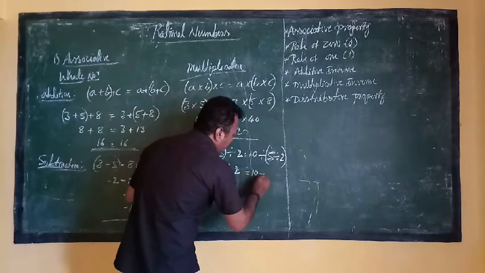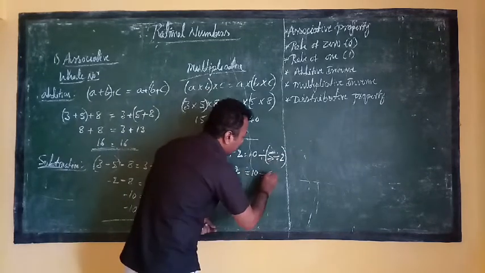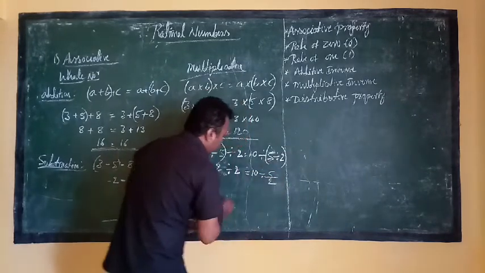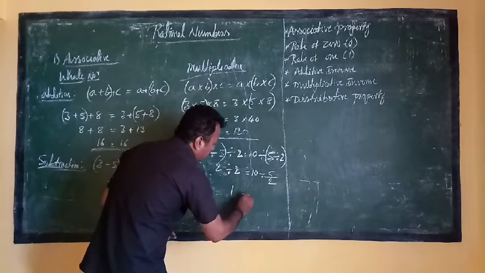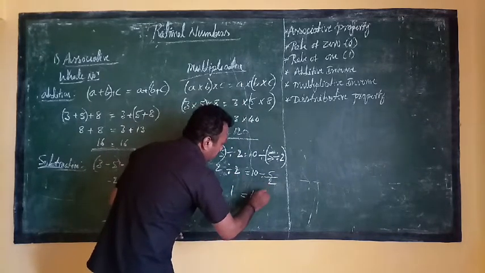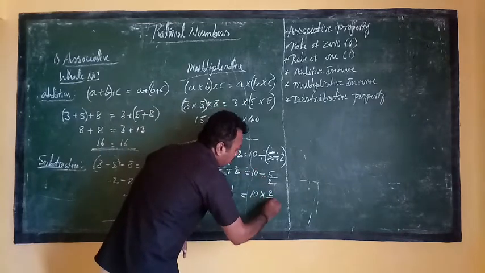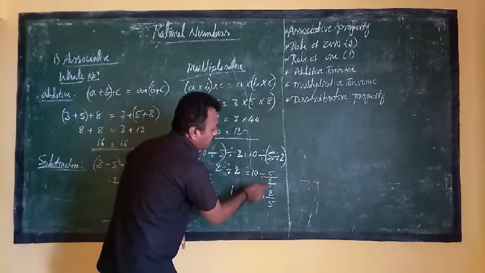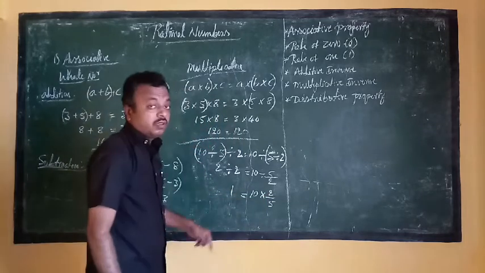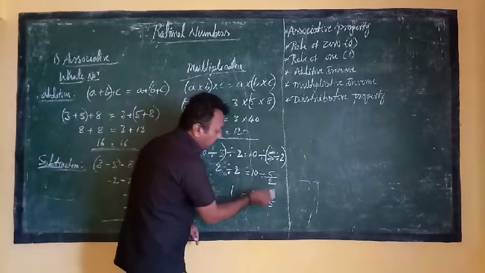So 10 divided by 5 divided by 2 is nothing but 5 by 2, correct? So 2 divided by 2 is equal to 1. So 10 divided is nothing but into, so it becomes the reciprocal. So what does it become? 2 by 5. 5 by 2 becomes 2 by 5. The reciprocal of a number, or multiplicative inverse.